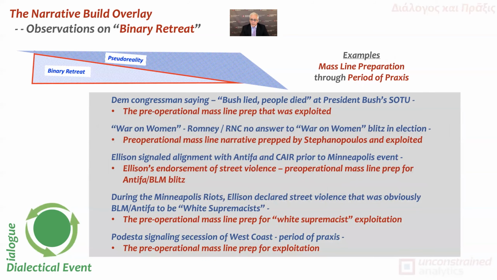So would you like me to give you some examples of this? A Democratic congressman said "Bush lied, people died" at President Bush's State of the Union address, where all the Democrats right afterwards condemned him, but within a month, they were all using the Bush lied narrative. That was pre-operational mass line prep that was exploited.